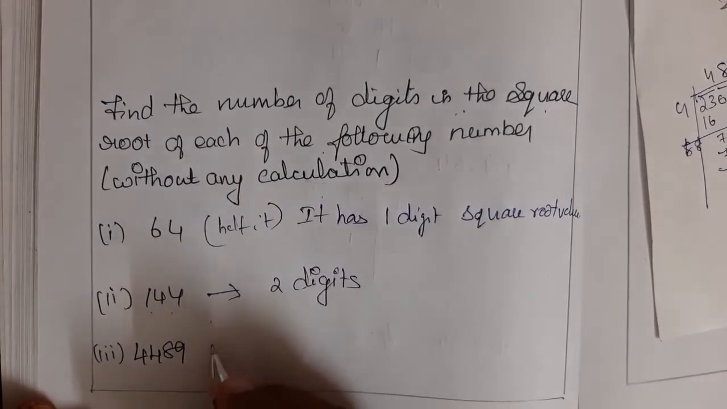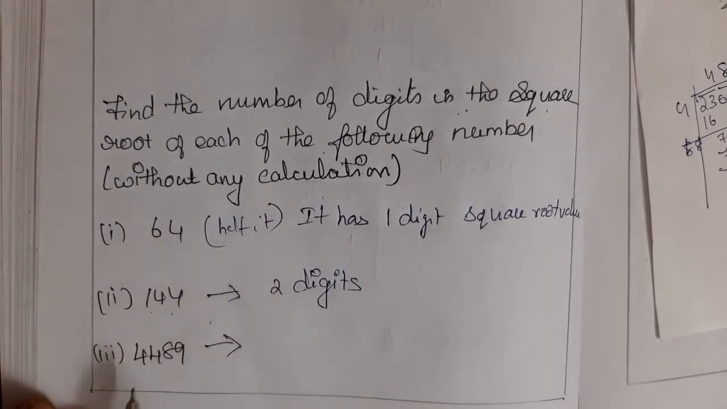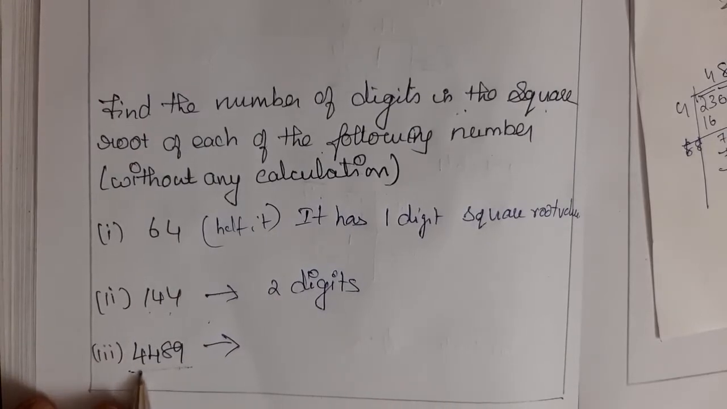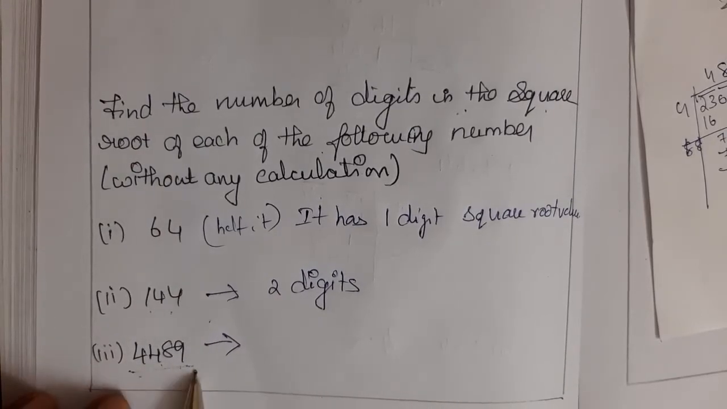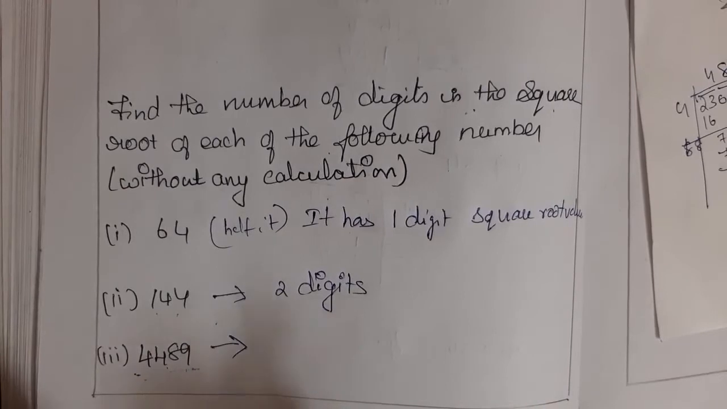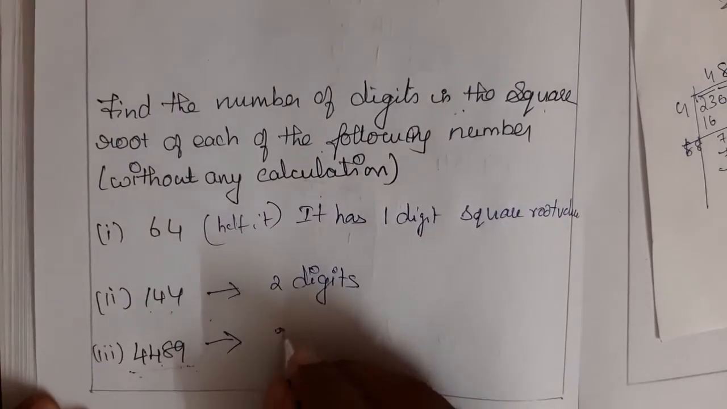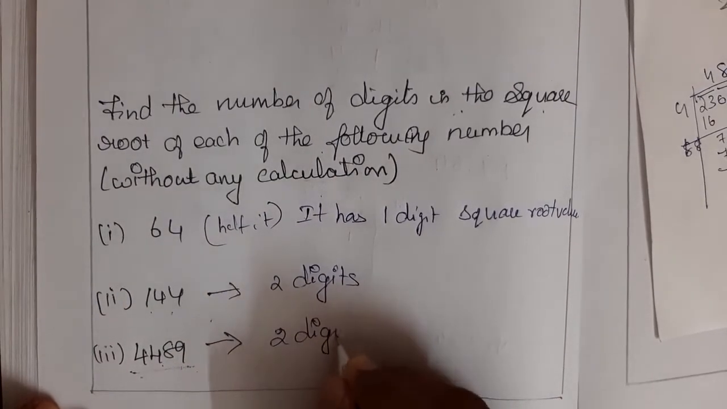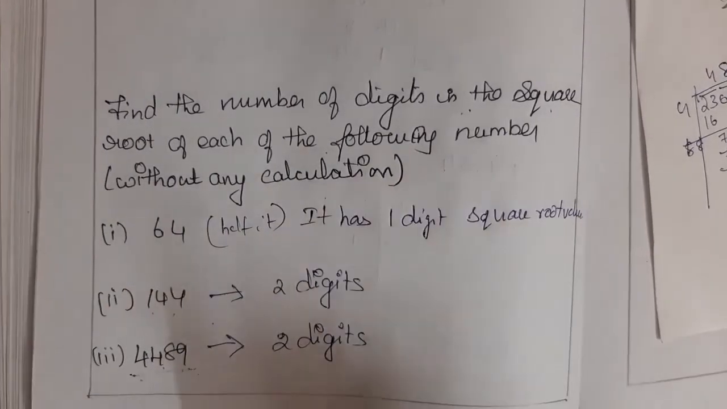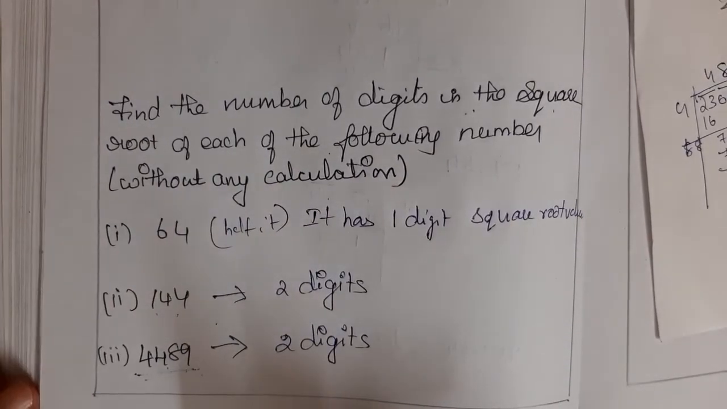Just simply write it; we can write it in words later. And here it's 4 digits: 4489 is 4 digits. So without calculation, we can say half of it, which is 2 digits. So mostly this method will work. Clear?